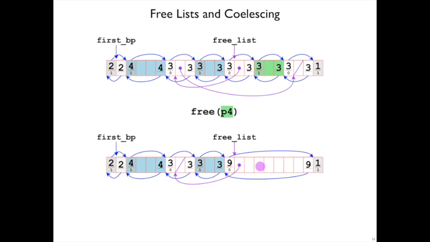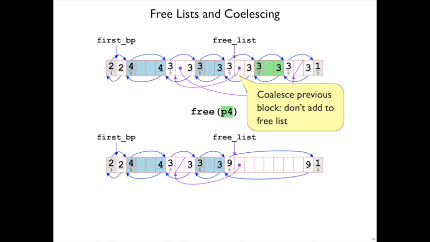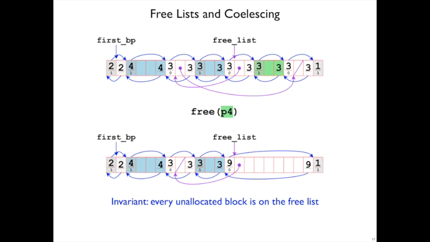Then we coalesce, and in this case, the free block that we just freed gets coalesced with the one before. So when that happens, then you don't add the newly freed block to the free list. So again, the effect of coalescing is, if you're going to coalesce with the block before, don't add the new one to the free list. If you're coalescing with the one after it, then first remove the one after from the free list. And what this does is maintain the invariant that every unallocated block is on the free list. It's on the free list exactly once, and there aren't other blocks that shouldn't be on the free list.